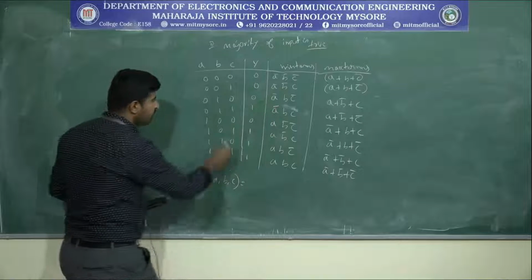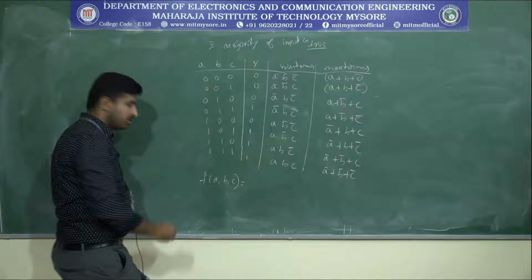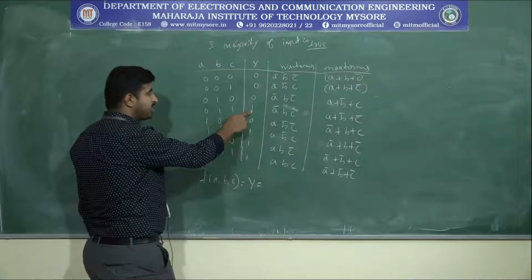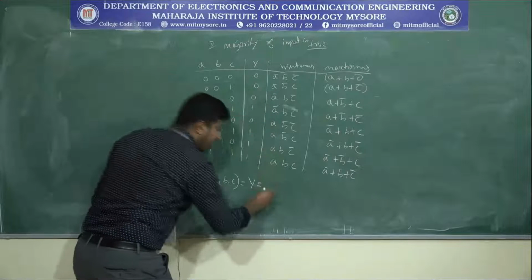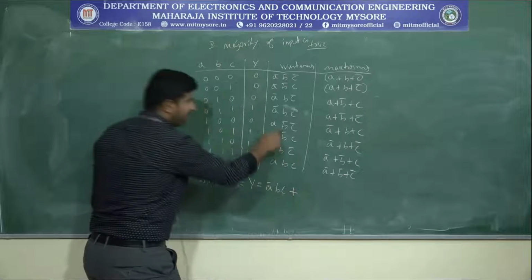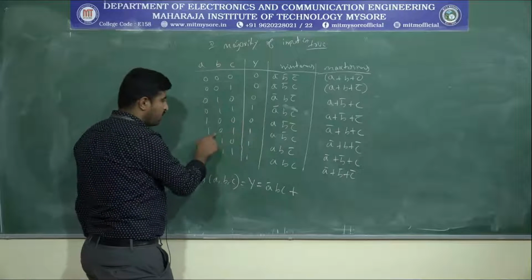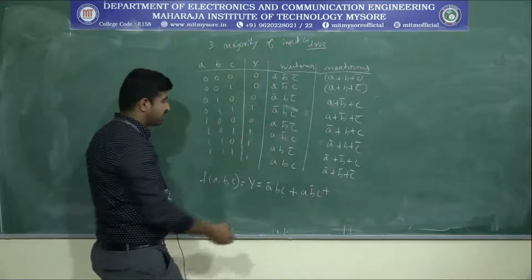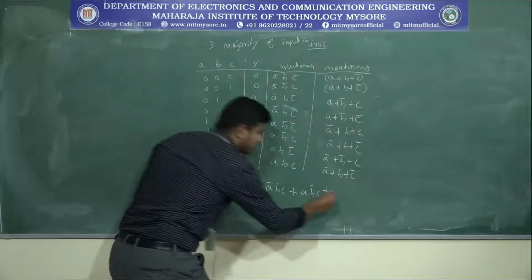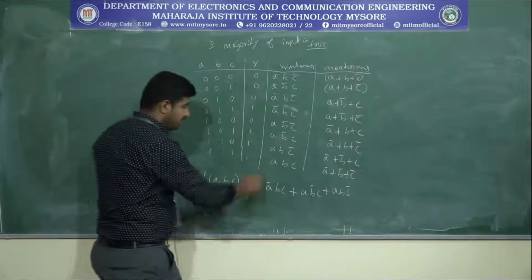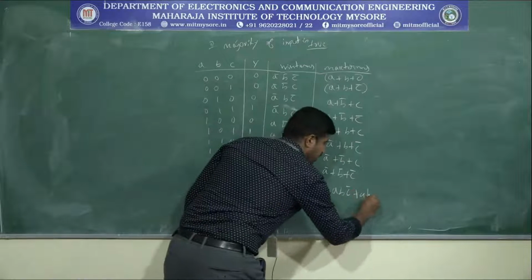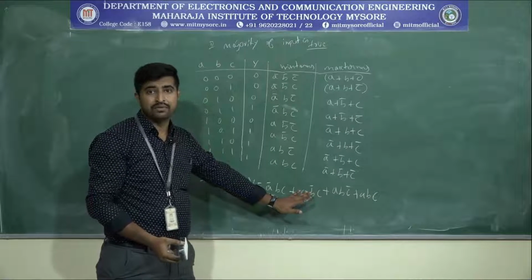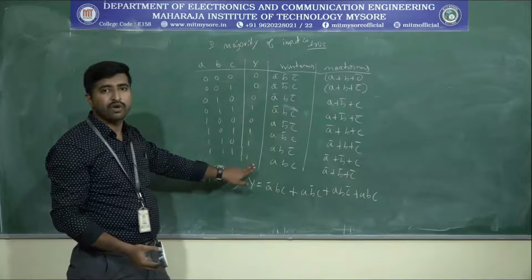So what is the output y? y is equal to, logical 1 is there at 0, 1, 1. 0, 1, 1 means a bar b c. Plus we have one more 1, what is the 1, 0, 1? That corresponds to a b bar c. Next logical 1 at 1, 1, 0, that corresponds to a b c bar. Next 1 is there, plus a b c. So this is the canonical min term expression for the logical function we have.